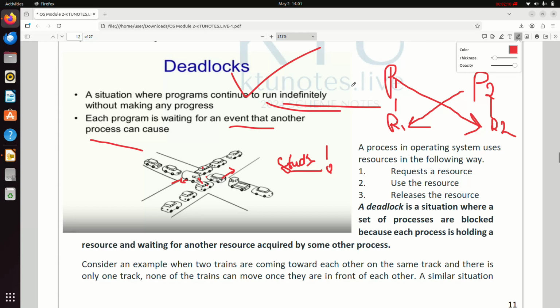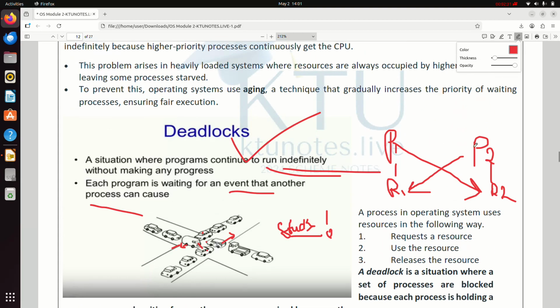So deadlock is a situation where processes are stuck forever without any progress. Each process holds one resource and requires the resource of another process, which holds a resource that requires the resource of the other process. So this is like waiting for each other. Here P1 is waiting for P2, and P2 is waiting for P1. You can see a circular wait is happening here, right? As you can see, a circular wait is basically happening here.